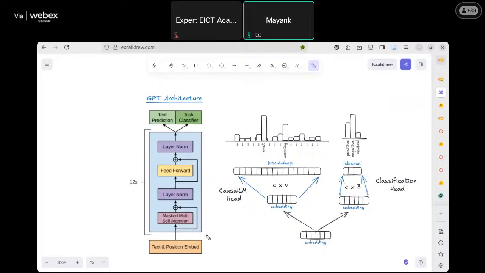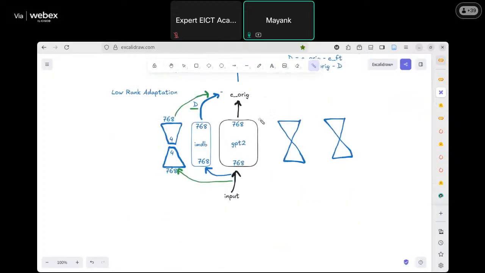Now only the dense layers, that is the linear layers. There is no sense in applying PEFT to layer norm. So rather than having a single adapter, our network is not that simple, right? It's not a single matrix which is 768 into 768.